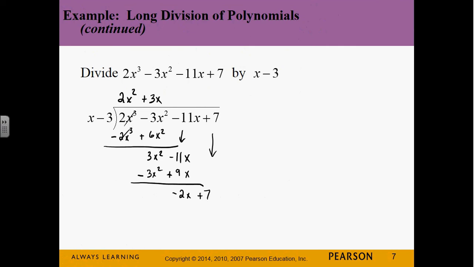Now, what do I need to multiply x by to get to negative 2x? Negative 2. So negative 2 times x is negative 2x. Negative 2 times negative 3 is positive 6. We're going to subtract, which means we change the signs. So the negative becomes plus, the plus becomes negative. And we have a 1. Now notice, this is a lower degree than x, so that's as far as I can go. That means 1 is going to be my remainder. And I always write it as plus the remainder over the divisor. So plus 1 over x minus 3.